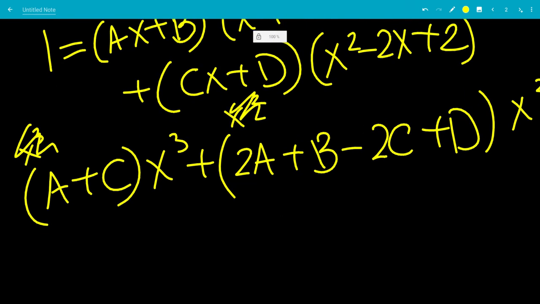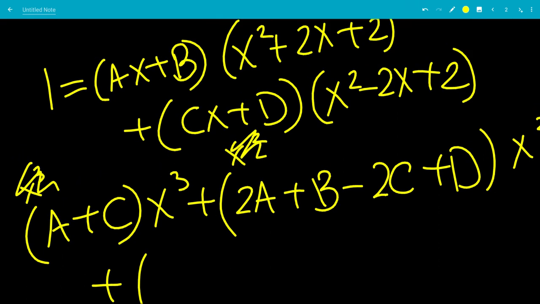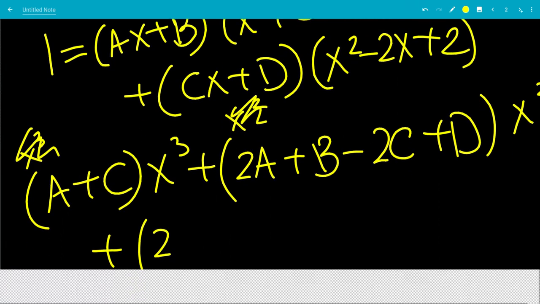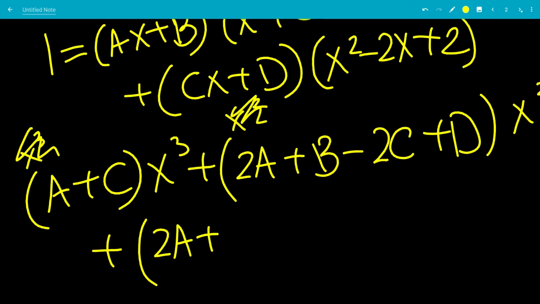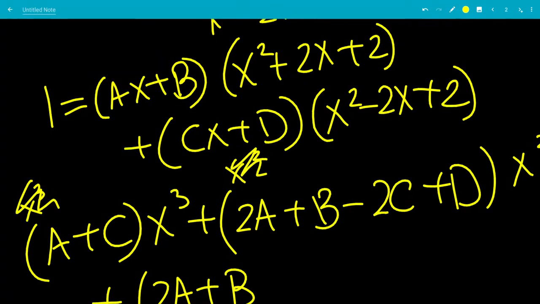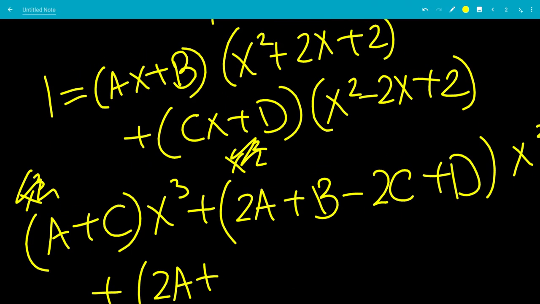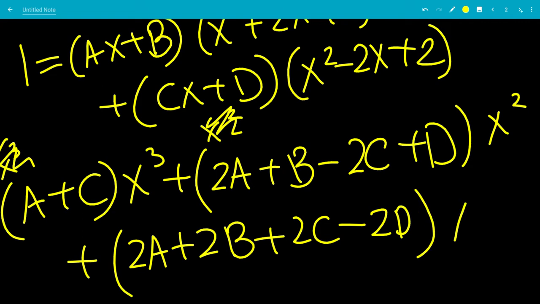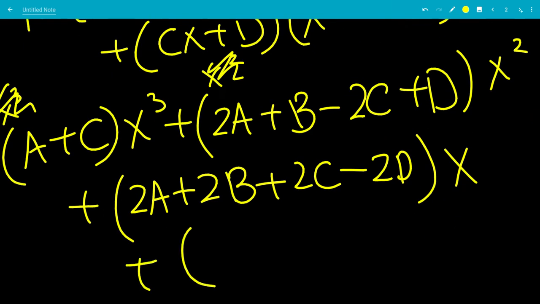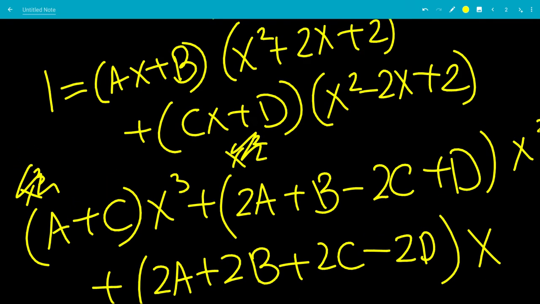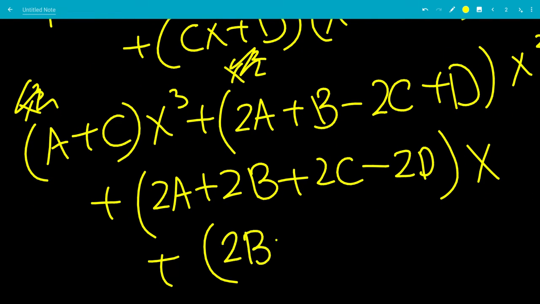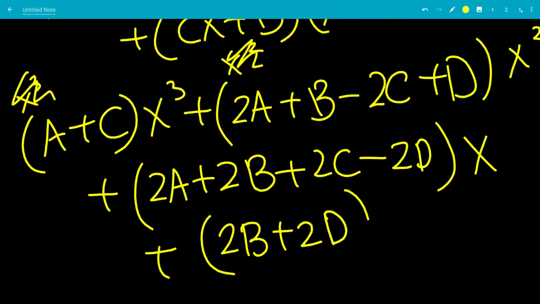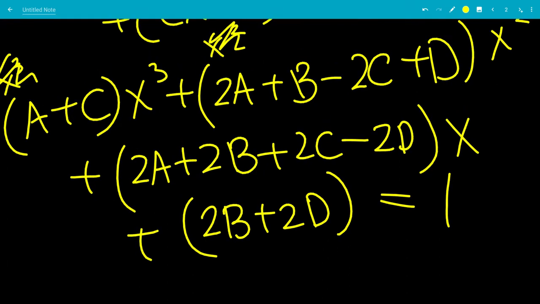And then we're going to look at the x terms. So ax times 2 is 2ax, so we just have 2a, and then plus b times x, so times b times 2, that's 2b. And then here we're going to have 2c plus minus 2, minus 2d, so minus 2d times x. And then finally, for the one term, or everything without x, we're going to have b times 2, which is 2b, then plus d times 2, which is 2d. That's equal to 1. Okay.